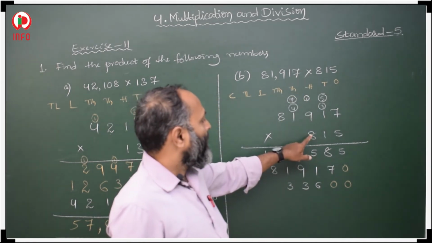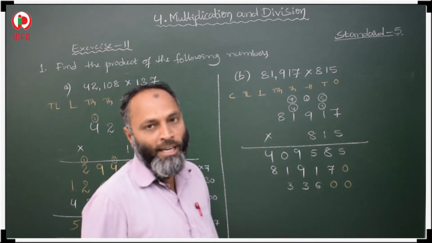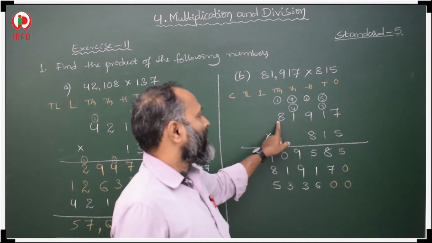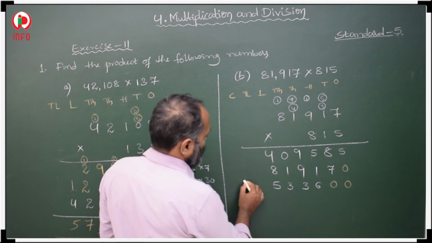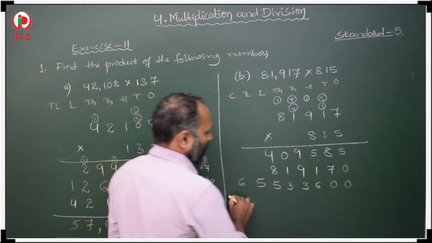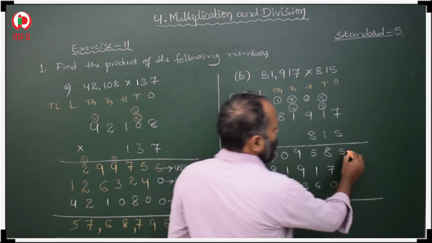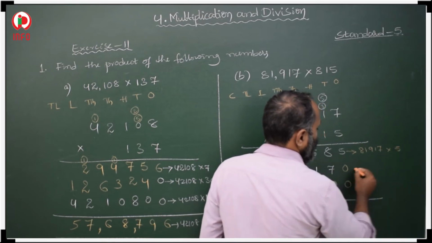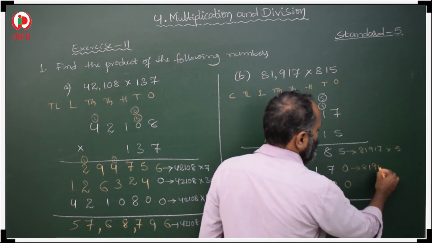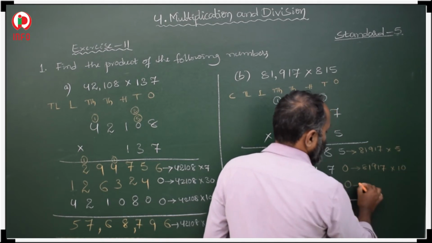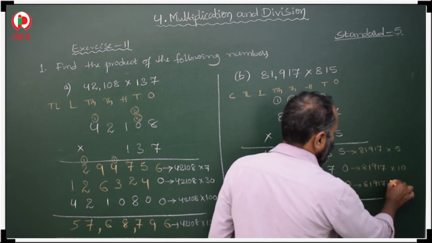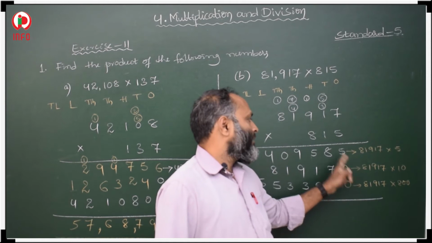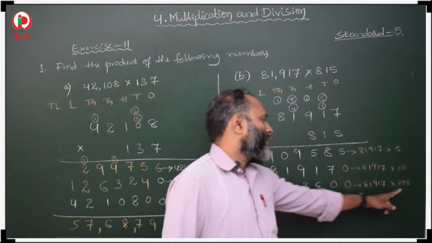Then 8 ones are 8, 8 plus 7, 15, 5 here and 1 here. 8 eights are 64 plus 1, 65. Now, this is the product of 81,917 with 5. This is the product of 81,917 with 10. This is the product of 81,917 with 800. So first one with 5, second one with 10, third one with 800.